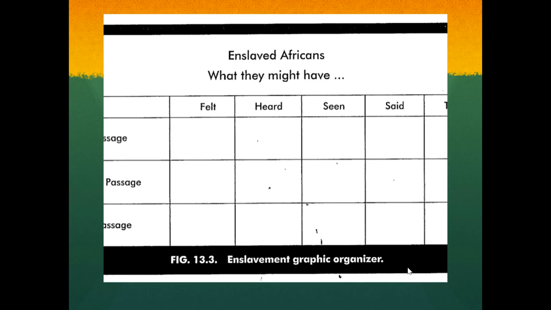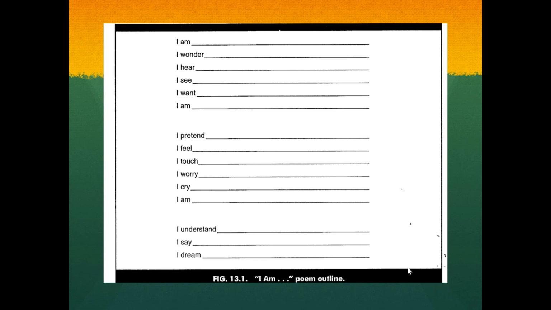This is one of the graphic organizers you might could use, something similar to this, and getting into the feelings and emotions of what these people might have felt further helps humanize them. In this example, it's an enslavement graphic organizer, so the students would be expected to think like a slave. How would they have felt? What did they hear? What were they seeing? What did they say? To kind of get the students thinking of how these people were actually living their lives. Another is an I am poem from the perspective of that historical figure.